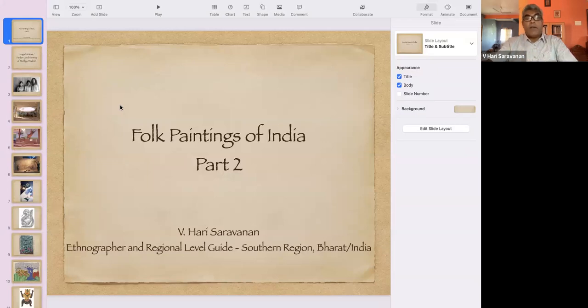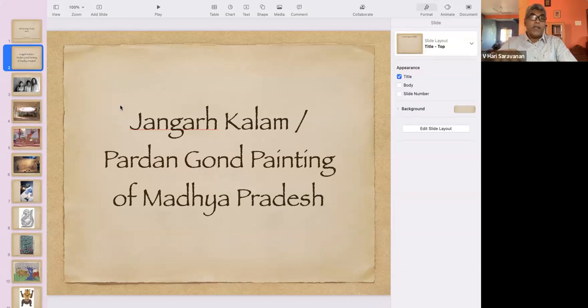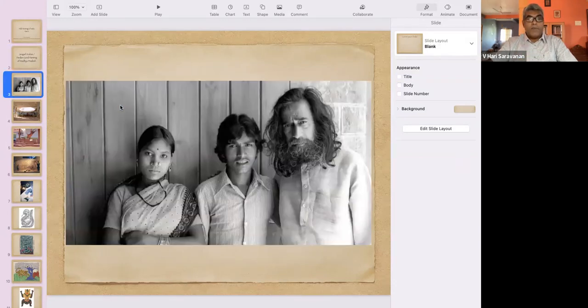To begin with, I'll begin with the art form called Jangarh Kalam. Jangarh Kalam also goes by the popular name Gond painting, but it's a misnomer. Why Jangarh Kalam? It is because of this young gentleman you see in the center. He is Jangarh Singh Shyam. Next to him is his wife, Nankusia Shyam, and on the extreme right, you could see one of the important persons in the modern Indian art movement, Jagdish Swaminathan. He is also the brain behind the founding of Bharat Bhavan in Bhopal.